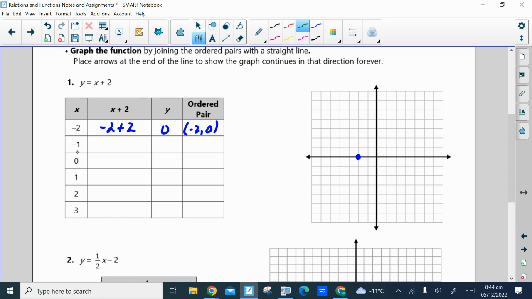The next point we're going to generate is when x is -1. So I'm going to let x equal -1 in the equation above. It'll be -1 plus 2. And -1 plus 2 is +1, and that gives us the point -1, 1. So -1, 1 is right there. That's that point. The next point we're going to do is when x is 0. So we'll let x equal 0 in the equation. And 0 plus 2 is 2. This gives us the point 0, 2. That's that point right there.